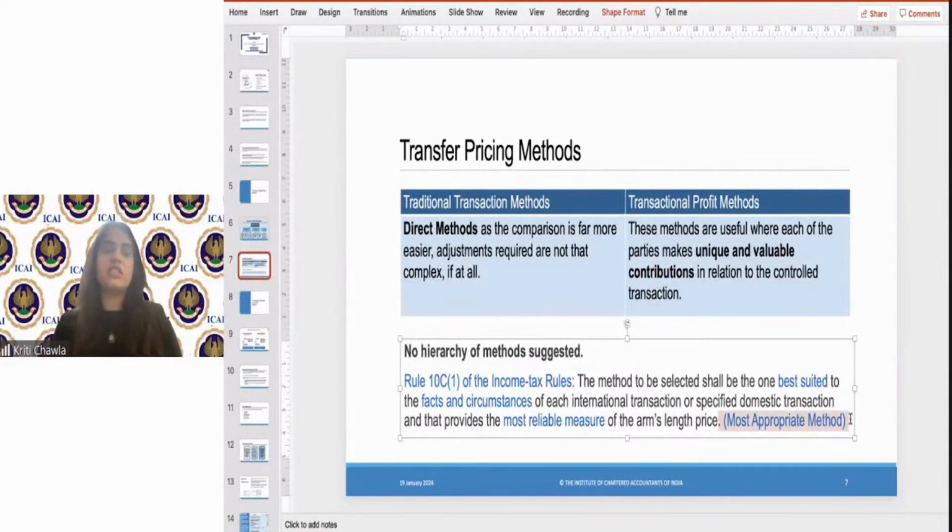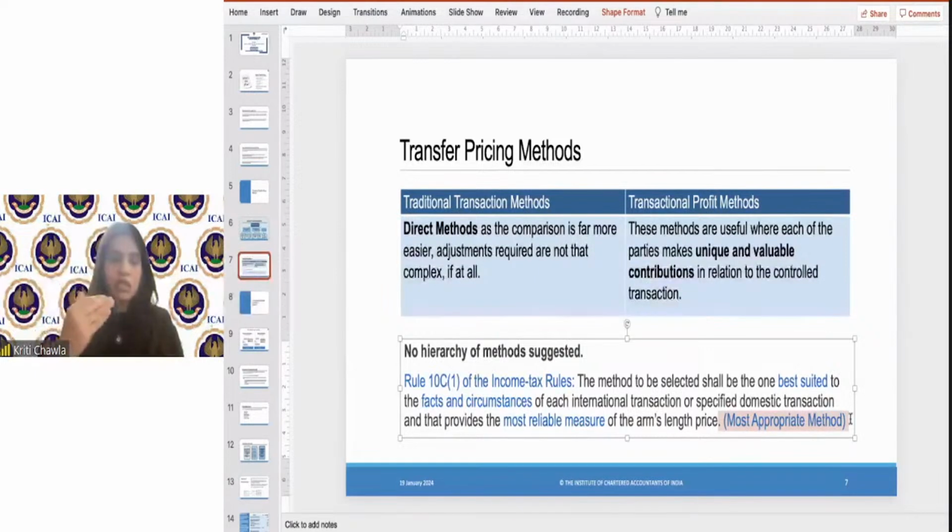So what I'm really trying to say is that there is no hierarchy that you follow. We don't have a 1, 2, 3, 4 kind of situation. We don't prioritize any method over the other anymore, but we have something called the most appropriate method, MAM, which basically says that you just have to see your client situation, your case study, and then whatever is the best suited to that particular case study, you will have to use that method, and that is called the most appropriate method.